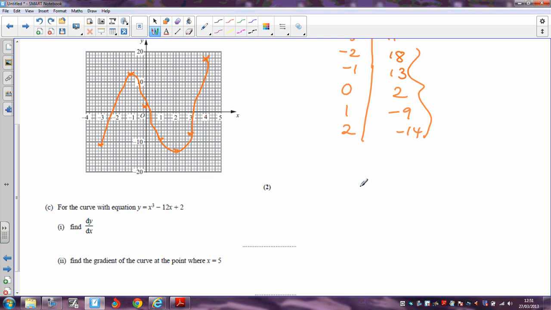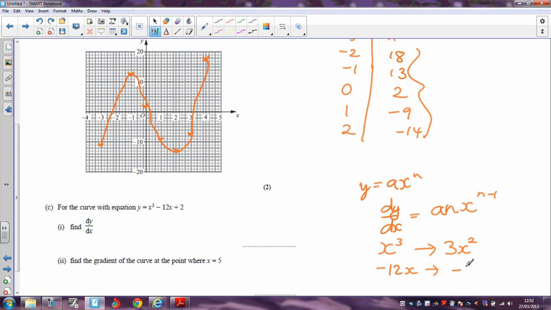So we're going to differentiate. Remember, if y is equal to a x to the power n, when we differentiate to find dy by dx, we're going to get a n x to the n minus 1. So first of all, we're looking at x cubed. When you differentiate it, the 3 comes down in front, and the power reduces to 2. If you've got minus 12x, differentiate that, you just get minus 12. And 2, when you differentiate it, becomes 0. So differentiating here, we're going to get 3x squared minus 12.